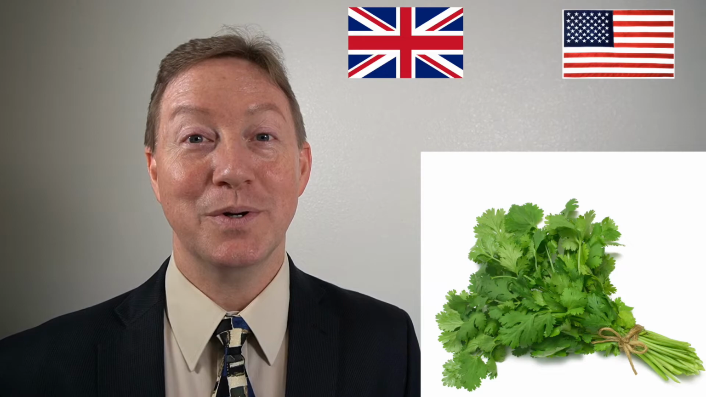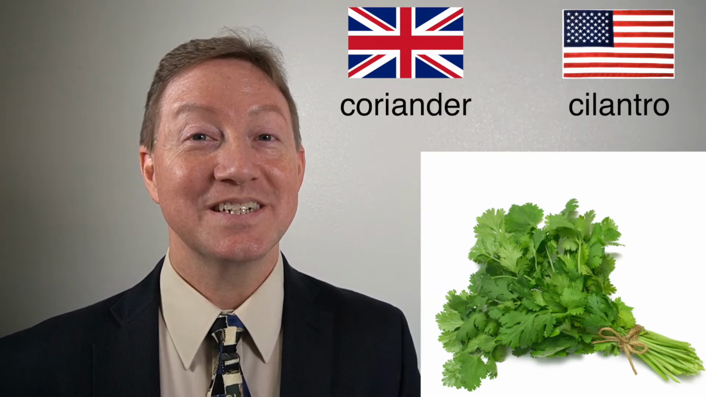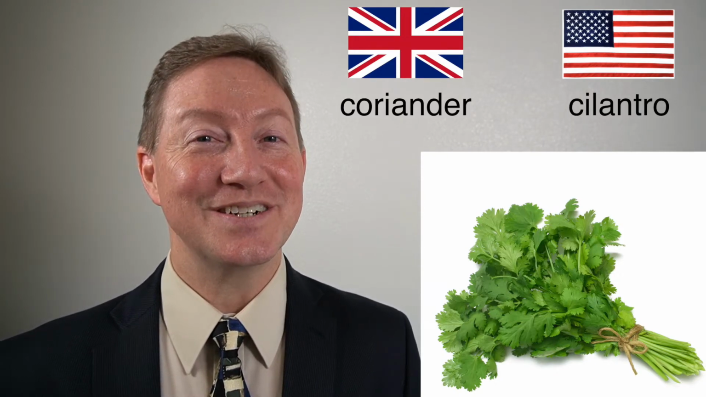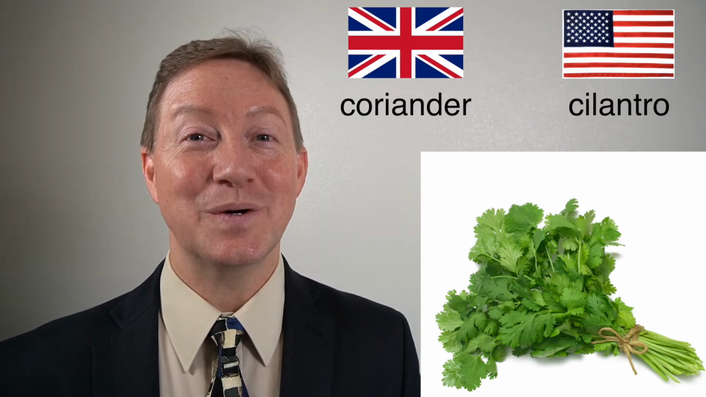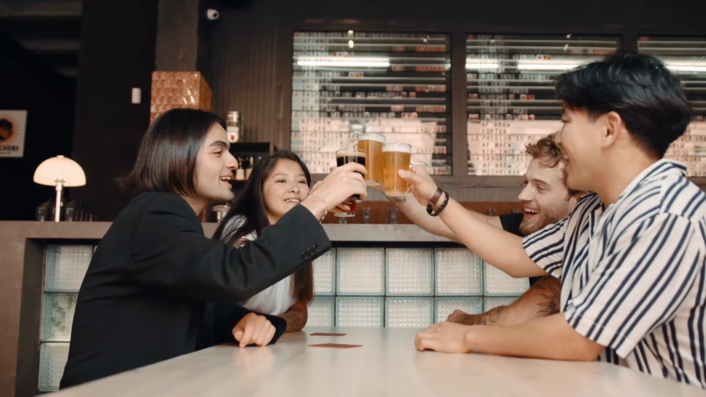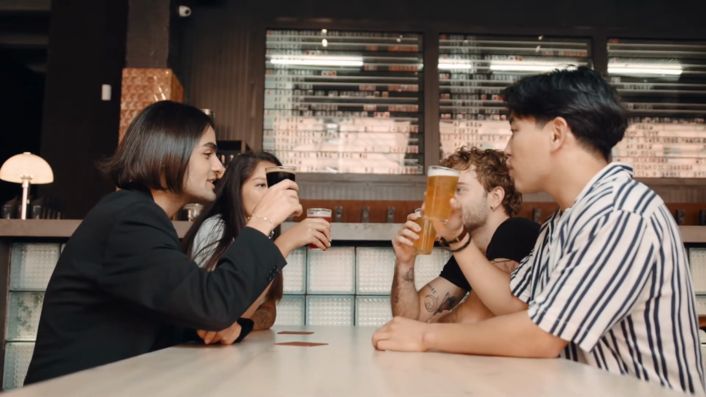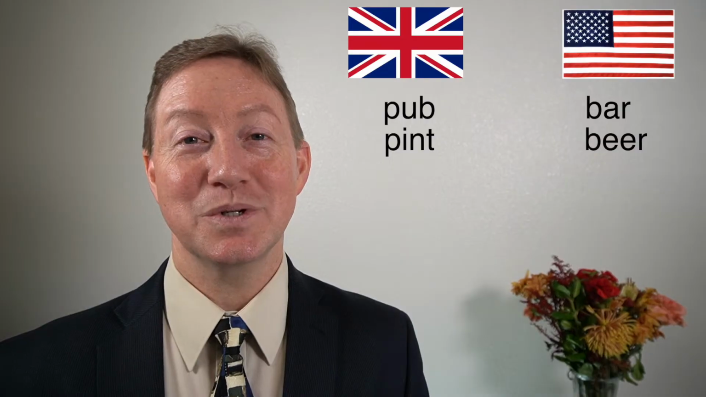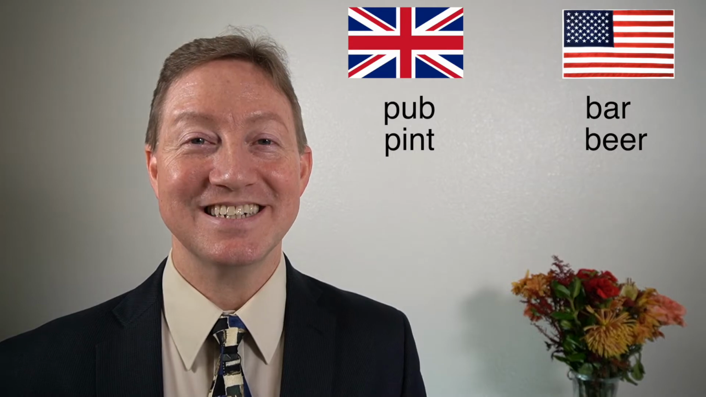Here's one that many people don't know. In Great Britain, this is called coriander, but in North America, we call it cilantro. It has a very strong taste, and you probably love it or hate it. Now, perhaps you're not someone who goes out to drink alcohol in the pub, but you should know this word because in Great Britain, people go to the pub to drink a pint. But in North America, they would go to the bar to have a beer. These words mean the same. Pub or bar. Pint or beer.